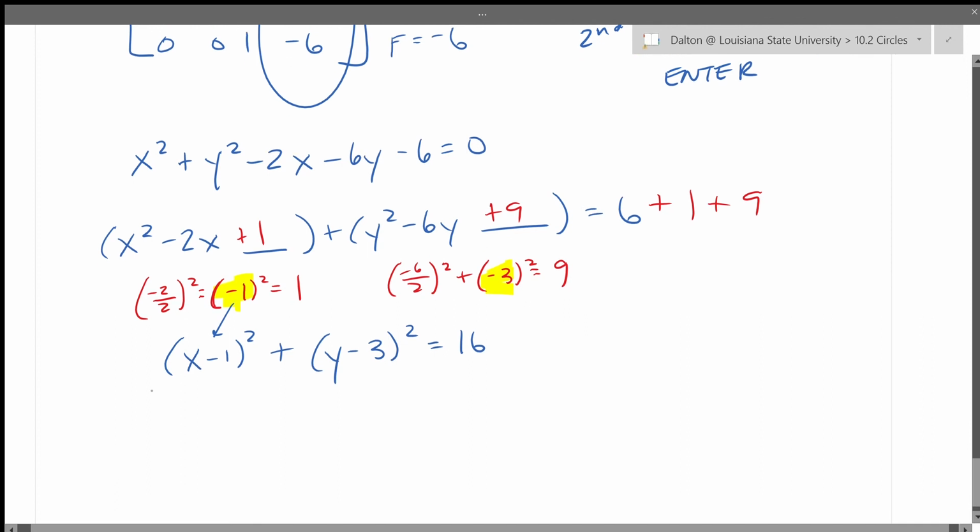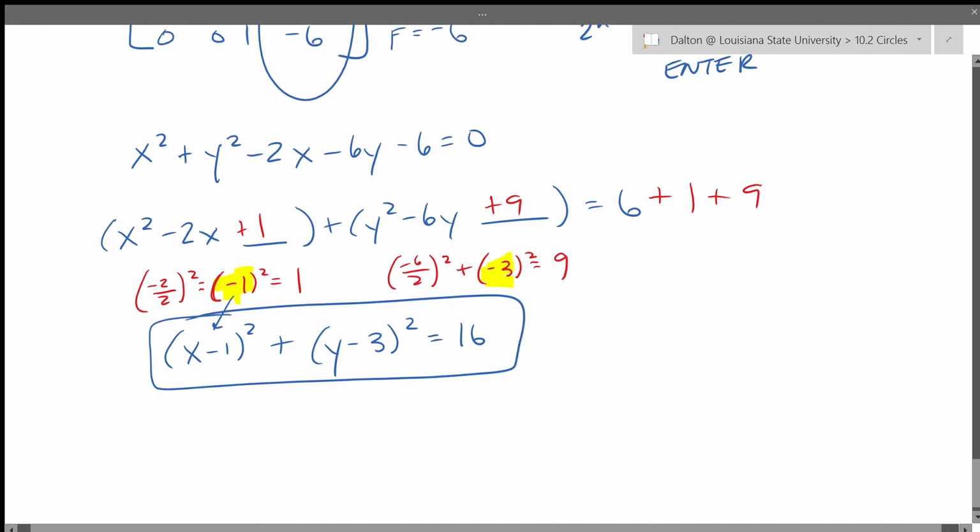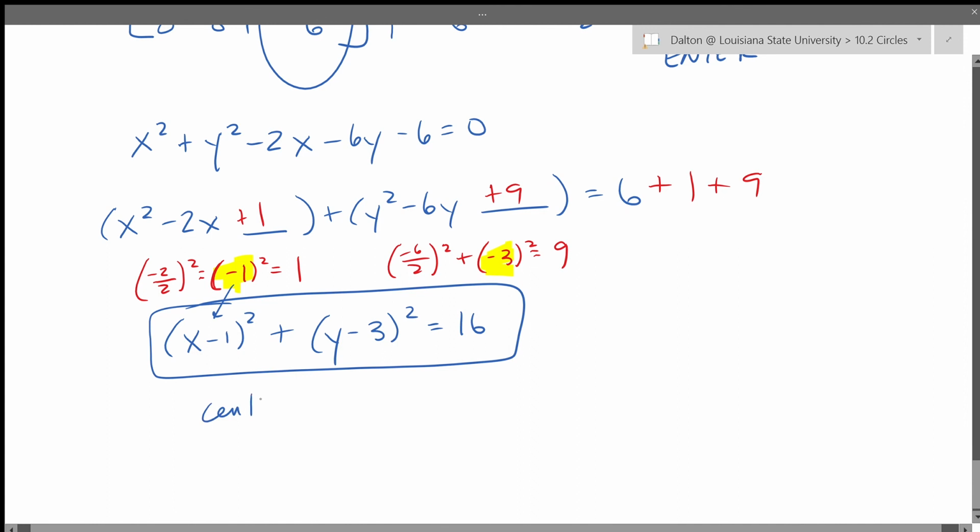And then the second part was after you switch forms to tell me what the center and the radius are. Well, again, the center is going to be the opposite signs. So instead of x minus 1, that means h is actually going to be positive 1, k is positive 3. And then the radius, if r squared is 16, then the radius must be 4.